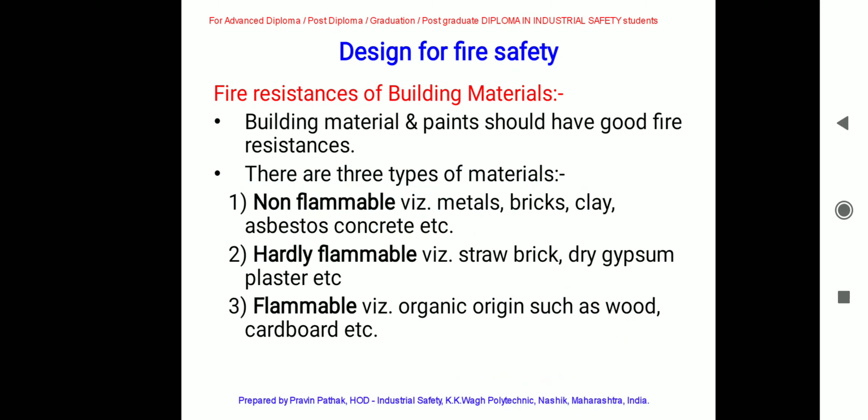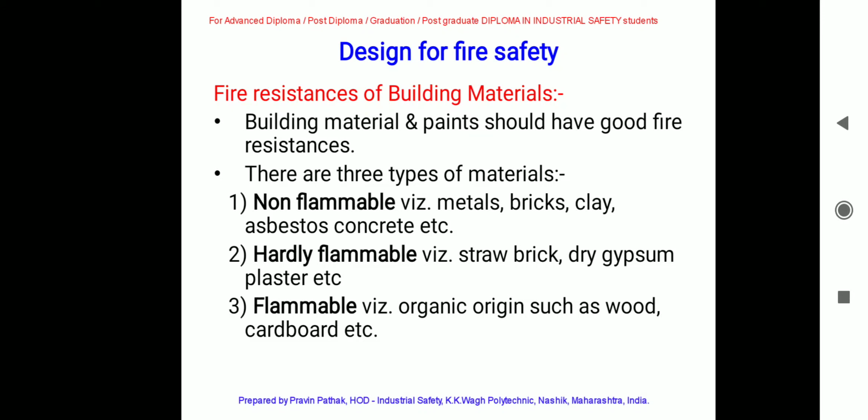Now one of the concepts is the design of a building or that particular site for fire safety. So how should the design be? There are some examples: the building material or paint should have good fire resistance. That is one of the major points. So fire resistant paints or fire resistant material should be used to make the building safe from fire.